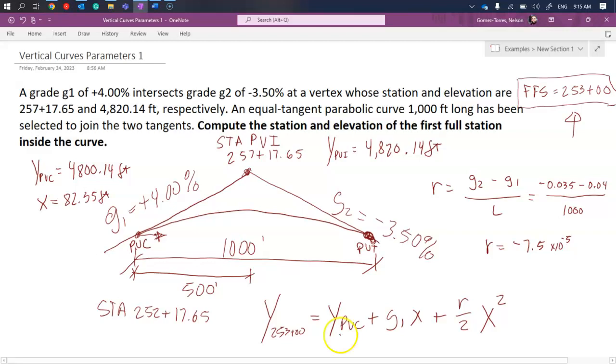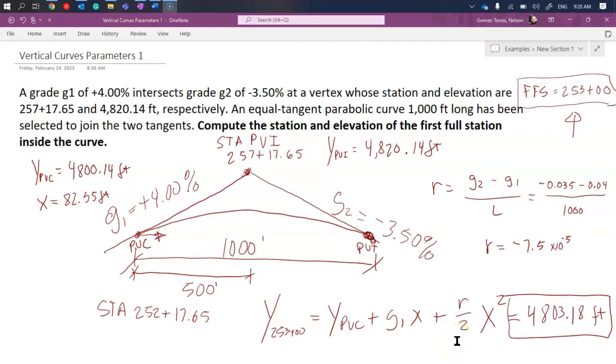So I have Y PVC, I have G1, I have X, and I have R. I have everything I need to apply this formula. I'm not going to rewrite that formula right now because I am lacking space, but know that I'm using the values that we have here. Y PVC, and G1 as 0.04, not 4%. I have X, which is 82.35, and I have R, which is negative 7.5 times 10 to the negative 5. So let's calculate all of that and see what we get. We're going to get 4,803.17 feet. That will be the elevation at the first full station inside the curve.